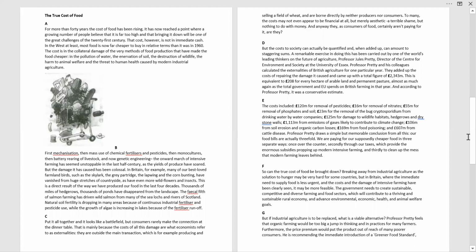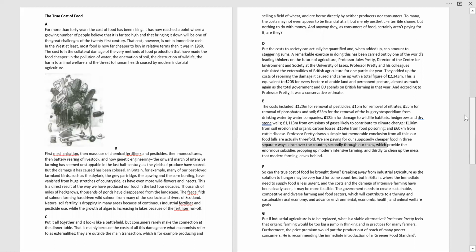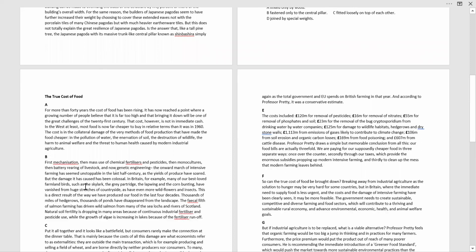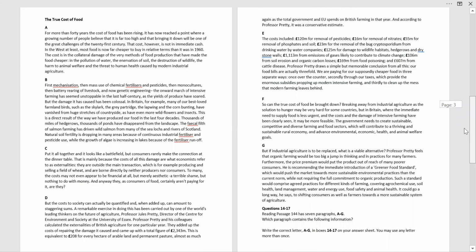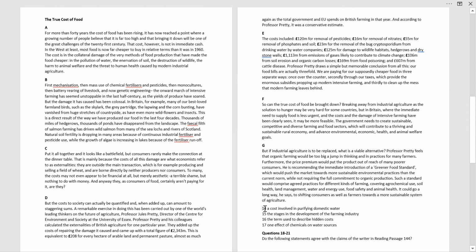So this is the next passage. It's about the true cost of food. And I'll be removing this image. I hope you don't mind that. Yes, ma'am. I'll buy some more space. Okay, so we have 14 to 17, where we have to write the correct letter. So it's like which paragraph contains which information. For 14 to 17, this information is here. You have to see out of paragraphs A to G which paragraph has this information, and the letter of that paragraph will be the answer. Okay, ma'am. Let's just do it.